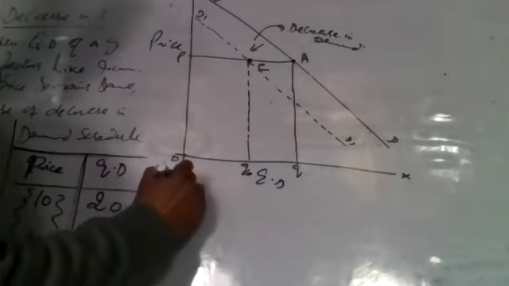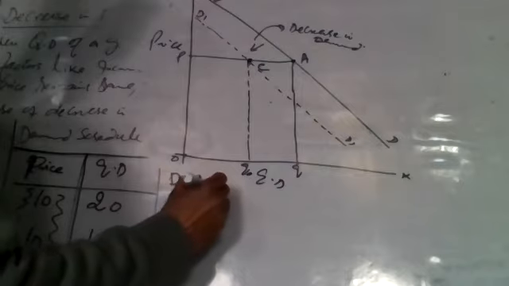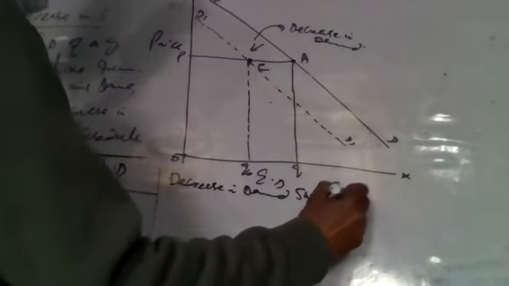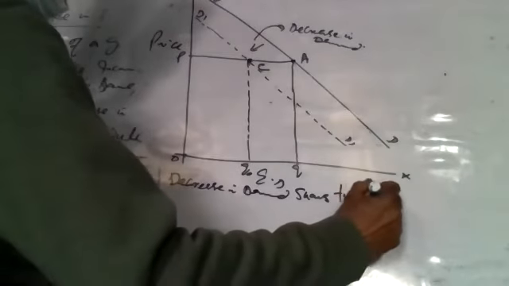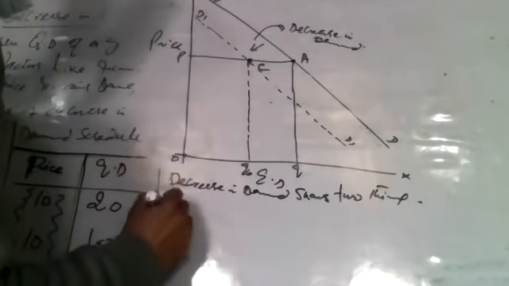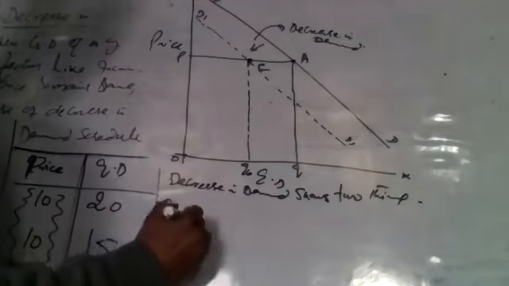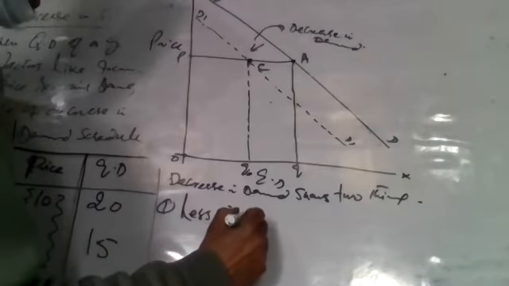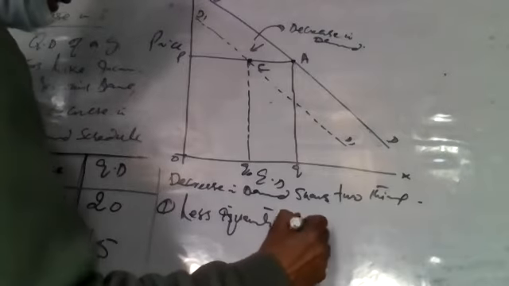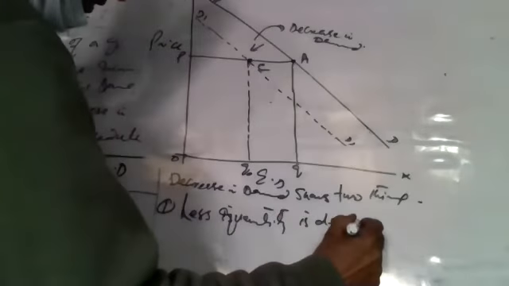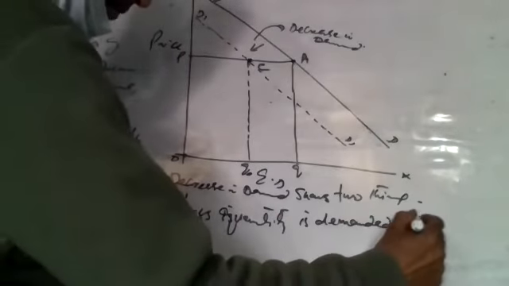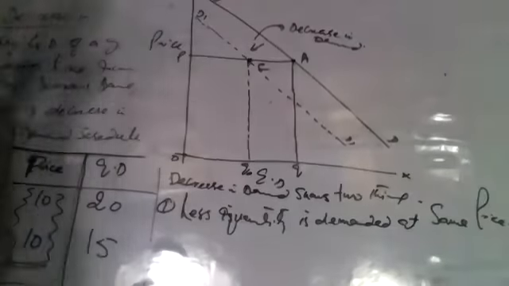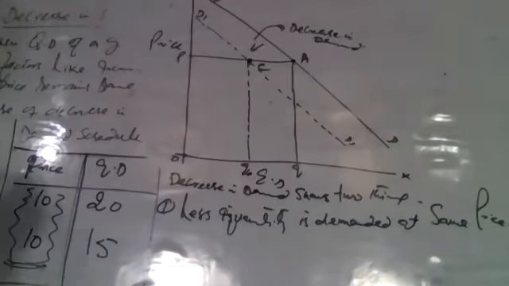Decrease in demand shows two things. First is less quantity is demanded at same price.